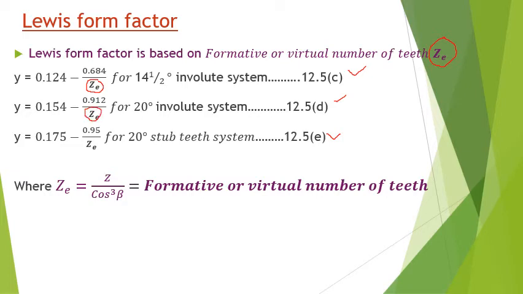So this is the difference between the Lewis form factor for the spur gear and the Lewis form factor for the helical gear. So in the denominator we are going to replace Z by ZE. So where the expression for ZE is given by Z divided by cos cube beta, where Z stands for the actual number of teeth.